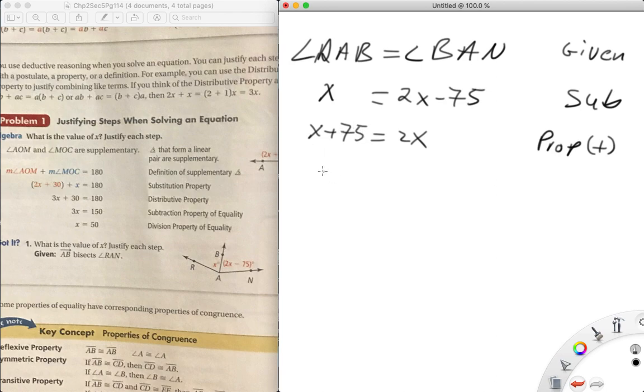Then I'm going to subtract x from both sides, and I get that 75 is equal to x because of the subtraction property of equality. I subtracted x from both sides. The x cancels here, and 2x minus x is x. So then my answer is going to be 75 equals x. Okay, so we're solving for equations like we've always done. We just have to justify what we do over here.